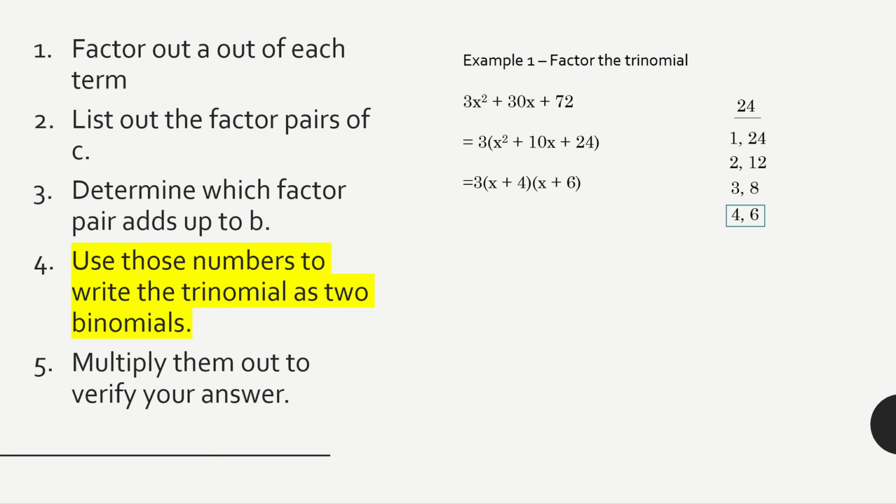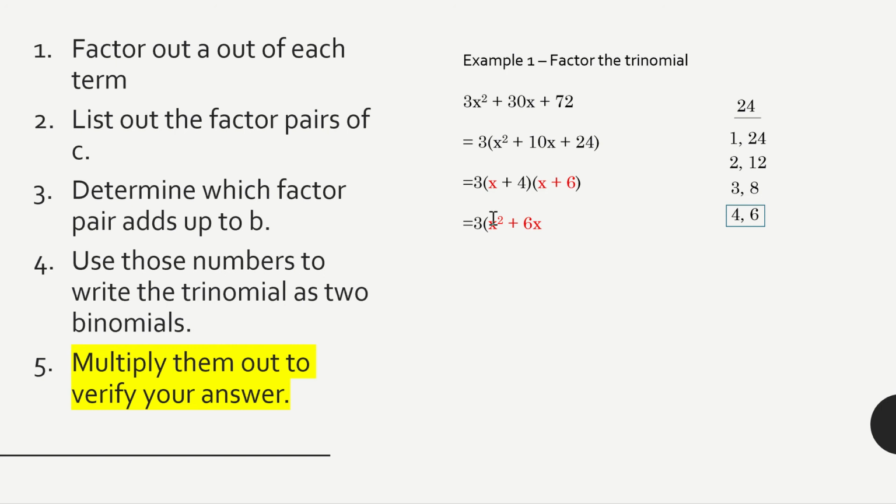So we bring down the 3. That doesn't go away. You just continue to bring down the 3. And then you write the trinomial as x plus 4 times x plus 6. Then we're going to multiply those binomials out to verify your answer. At this step, what I would recommend doing is to bring down the 3 and distribute the x, just like we did in the previous videos.